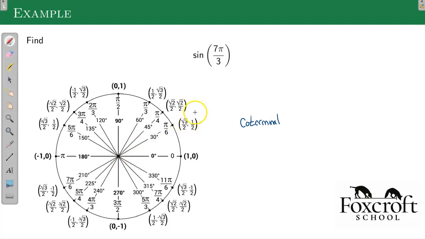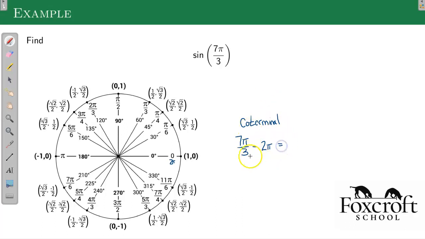So how do we find coterminal angles? As long as we start at an angle and do a full circle, we end up back at the same place. And we're talking about radians. A full circle, it's actually not written here, is 2 pi. So I can take 7 pi over 3, and then go a whole circle backwards to get a smaller angle that looks the same.